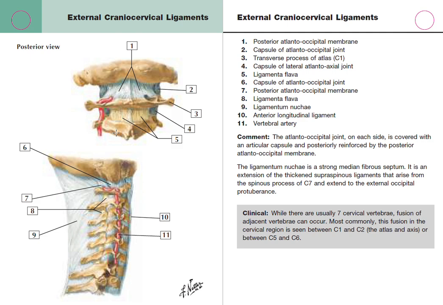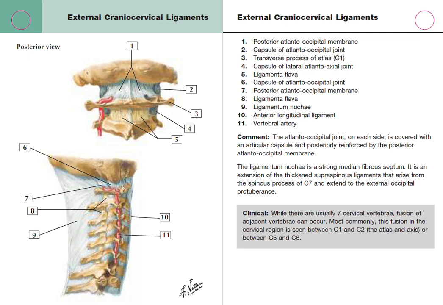We take a closer look at the external craniocervical ligaments. Number 1 here being the posterior atlanto-occipital membrane. Number 2 is the capsule of the atlanto-occipital joint. 3 is the transverse process of atlas or C1. Number 4, the capsule of the lateral atlanto-axial joint. 5, the ligamenta flava. Singular form of the ligamenta flava is the ligamentum flavum.